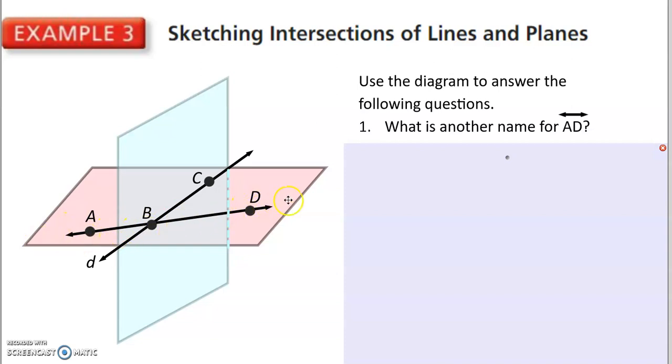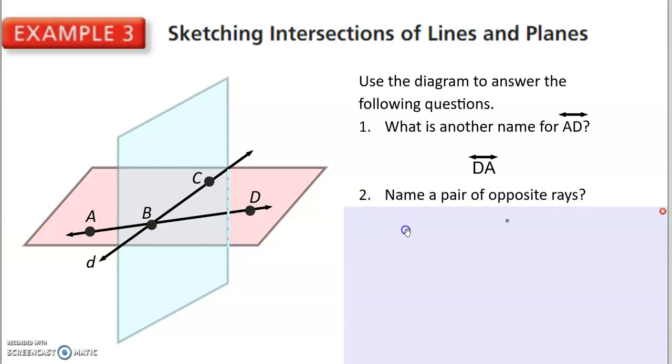What's another way for me to name a line? Well, if it has a lowercase letter, I could name it by that lowercase letter, but AD doesn't have that, right? So another way is for me to just reverse those letters. Line DA, okay? I can't use B because it's a point in the middle of the line, so that would kind of make it a ray, right? Remember what a ray is?